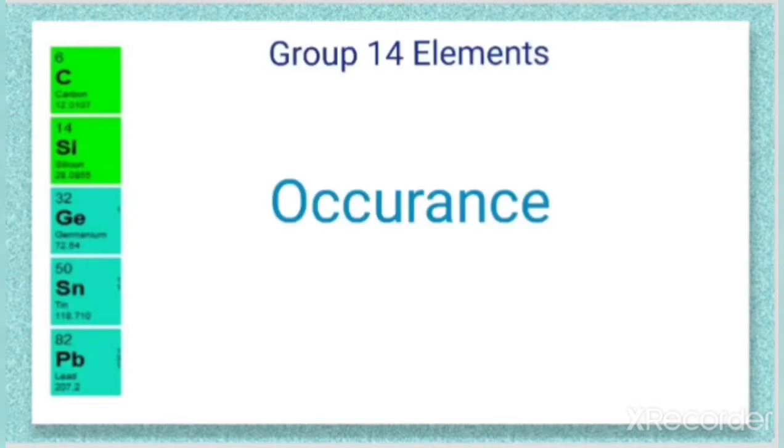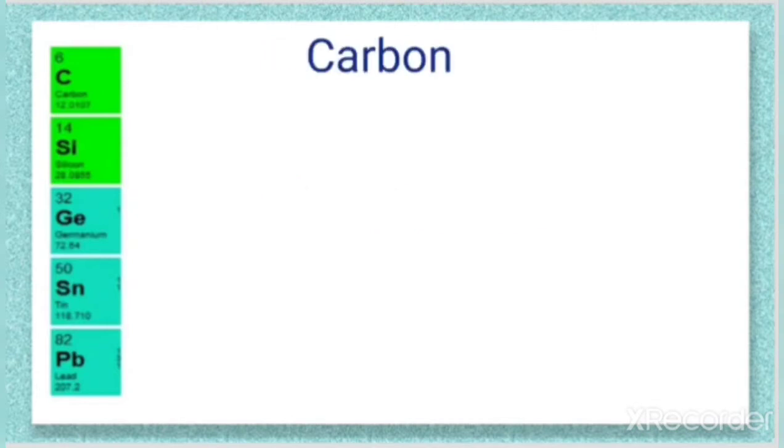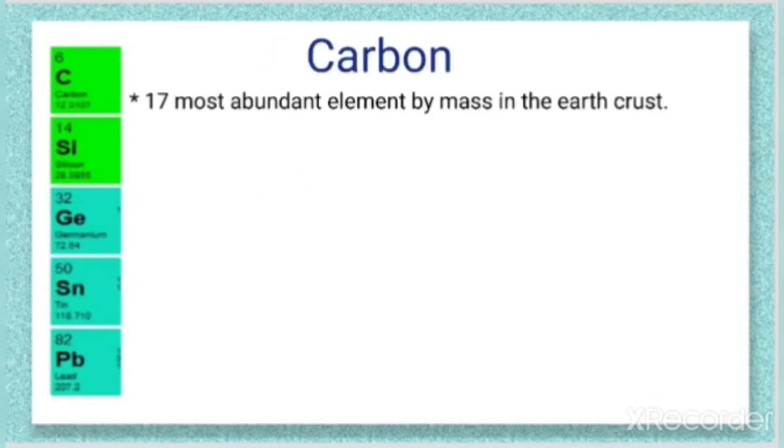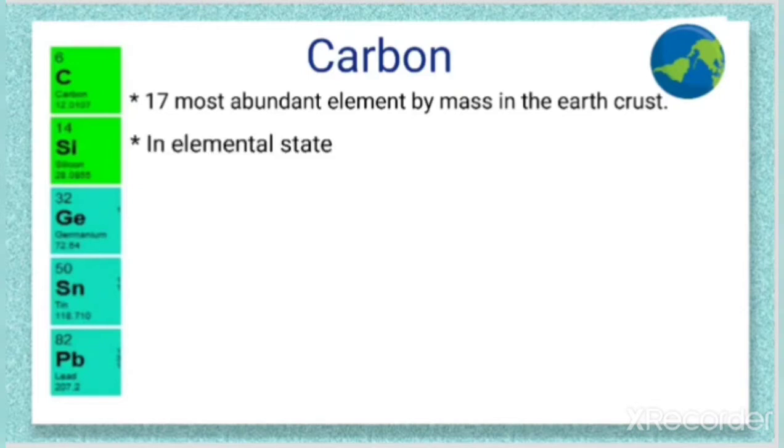First, let us discuss the occurrence of group 14 elements. When we talk about carbon, carbon is the 17th most abundant element by mass in the earth crust. In the elemental state, that is in the single form, not in the combined state, it is found in nature in the form of coal. You are familiar with coal. That is actually the elemental state of carbon.